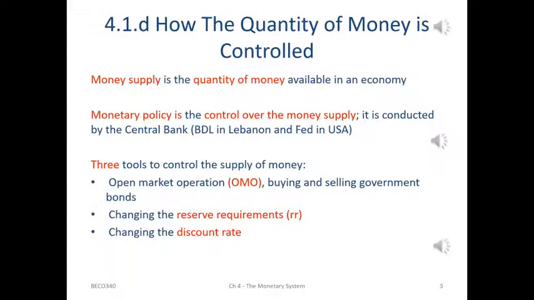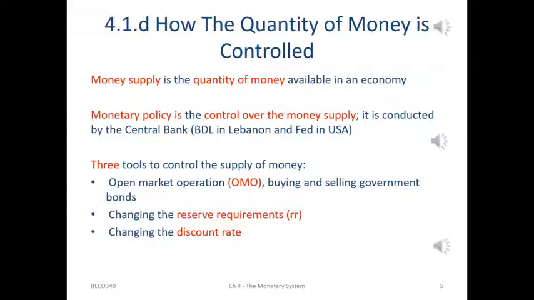D. How the quantity of money is controlled. You know now that the quantity of money available in an economy is called the money supply. Usually, the government's control over the money supply is called the monetary policy. And the monetary policy, generally, is conducted by the central bank. For example, Banque du Liban in Lebanon and the Federal Reserve in the USA.